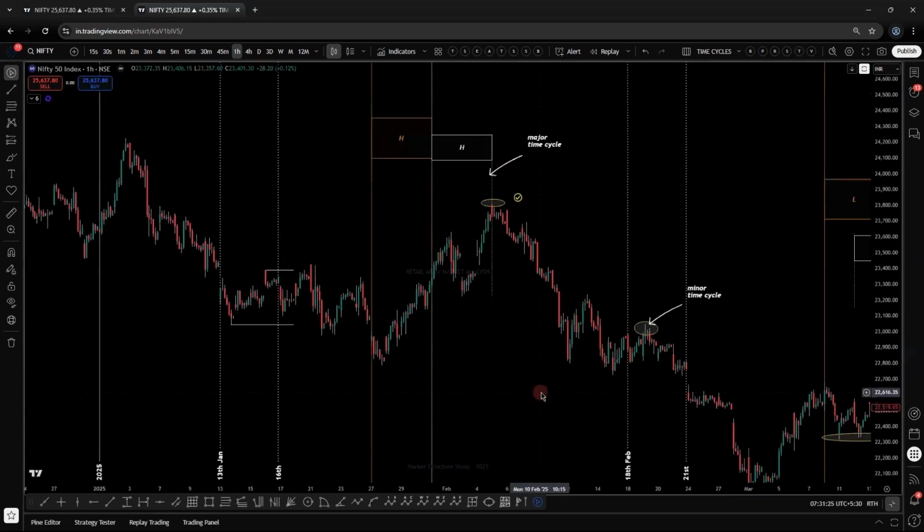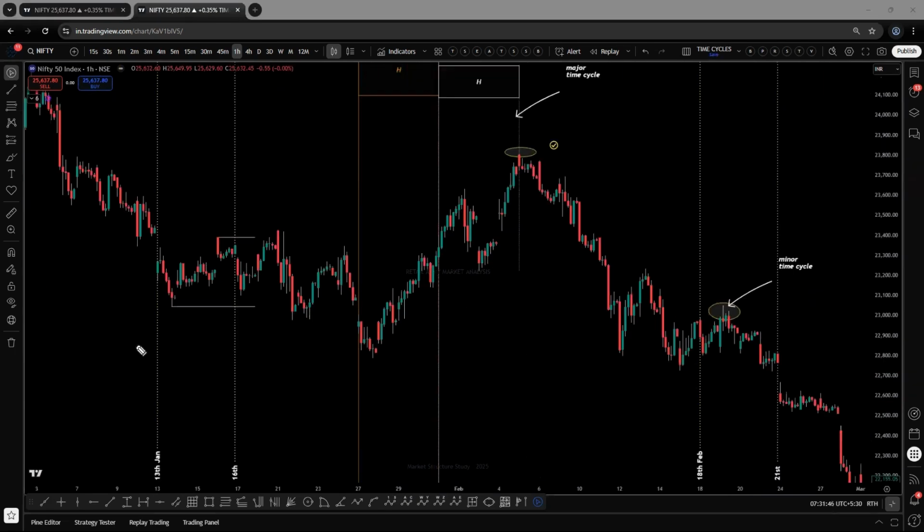We'll start off with the month of Jan. In the month of Jan, the first time cycle zone was here. This is a minor cycle zone. What happened? Minor cycle zone, like I said, is unpredictable. We cannot predict what kind of move can come here. So we have to study price action in this zone. Here, the market made an intermediate small correction, an intermediate high, and then the market fell to the next time zone.